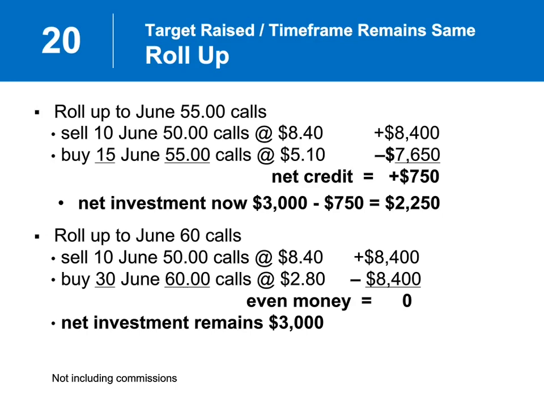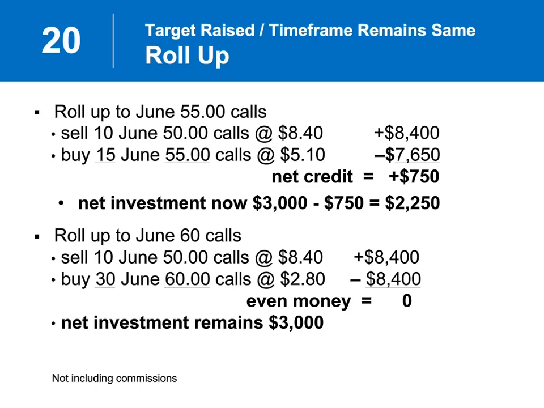So we get to sell 10 of the June 50 calls at 8.40, taking in $8,400. And because our forecast, again, is more bullish, we're not just going to take that profit and put it in the bank. The whole idea here is to roll up. We're going to turn around and buy 15 of the June 55 calls. And those calls are currently priced at 5.10, so we get to buy 5 more calls, granted at a higher strike, but we get to do that at a price that's less than the 8,400 that we just took in.